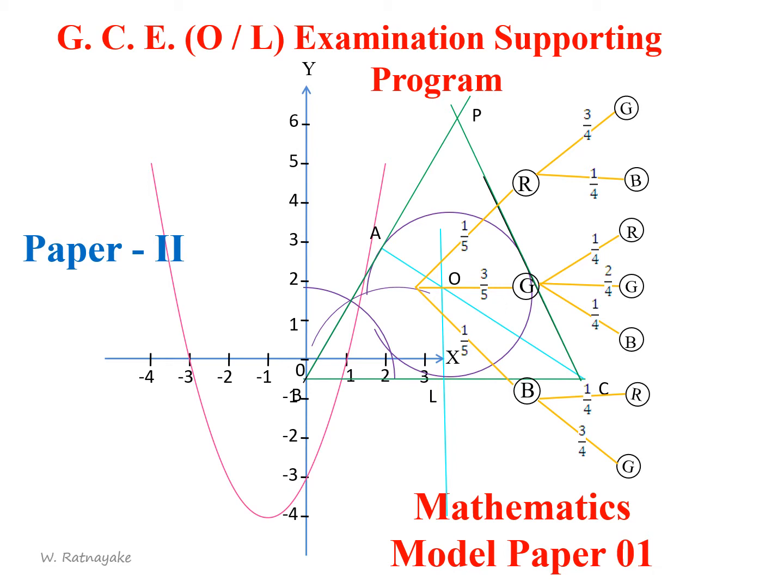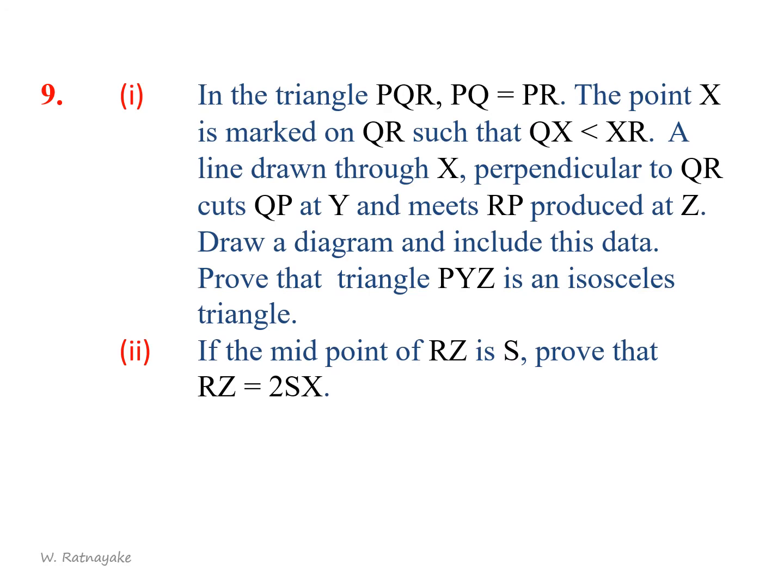In the triangle PQR, PQ equals PR. The point X is marked on QR such that QX is less than XR. A line drawn through X perpendicular to QR cuts QP at Y and meets RP produced at Z. Draw a diagram and include this data.